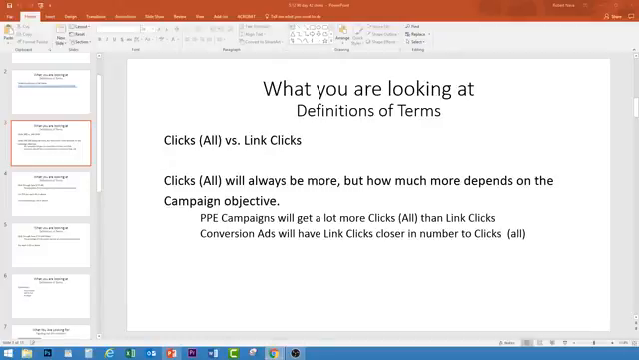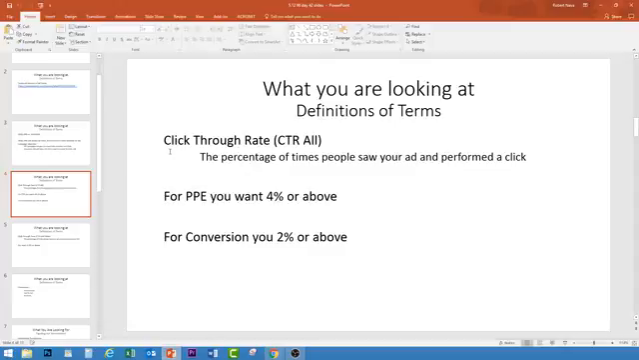Okay, so next definition after clicks would be the click-through rate. And this is the next important one. Remember, there's, what was there, 100 definitions on that page? We're only going to go over 2 or 3 of them. I don't remember how many to go over. We're just looking at the most important. And the most important are your clicks and your click-through rate.